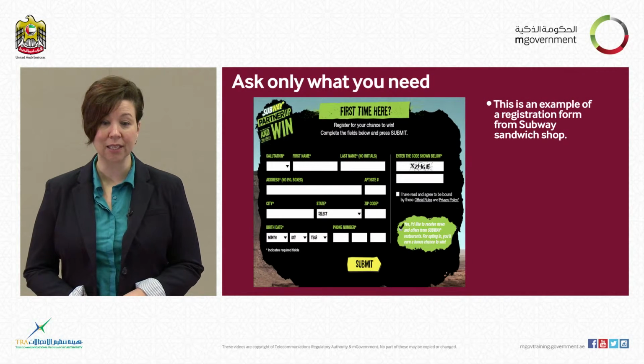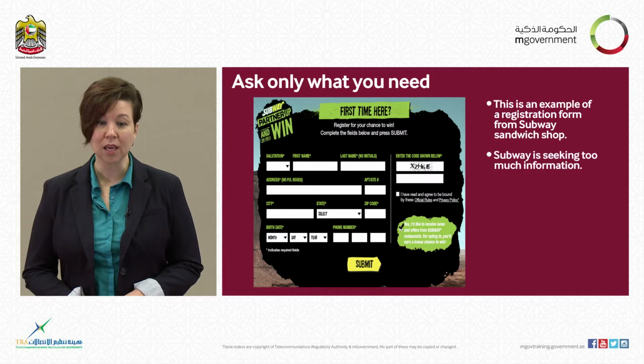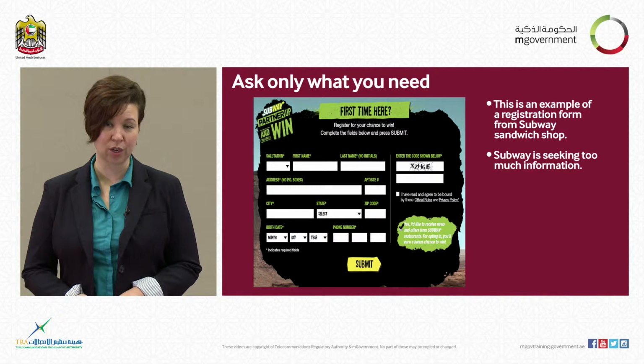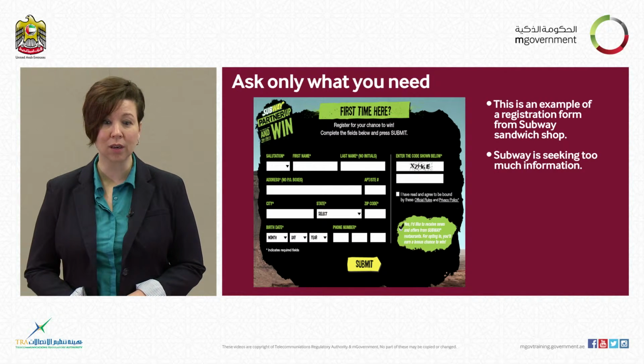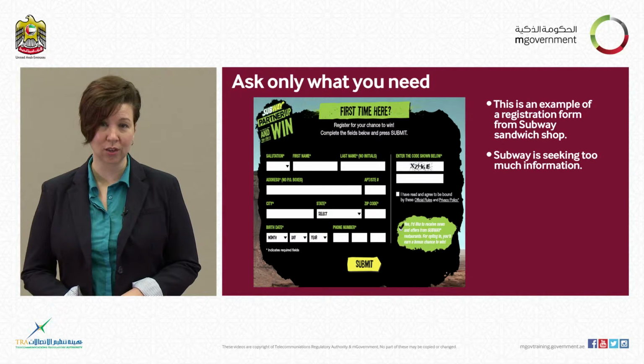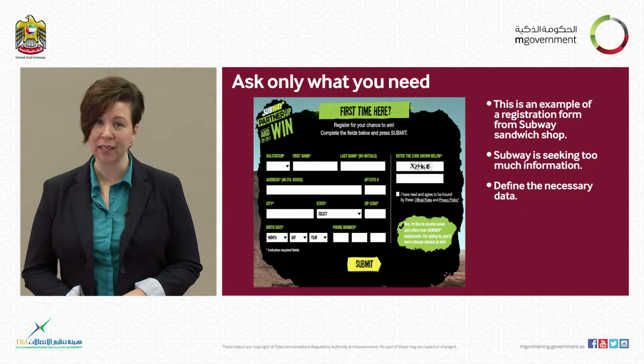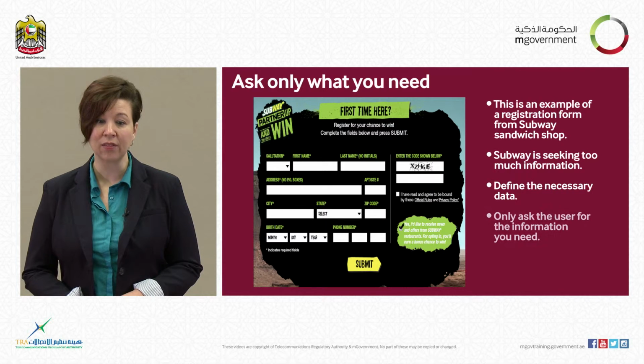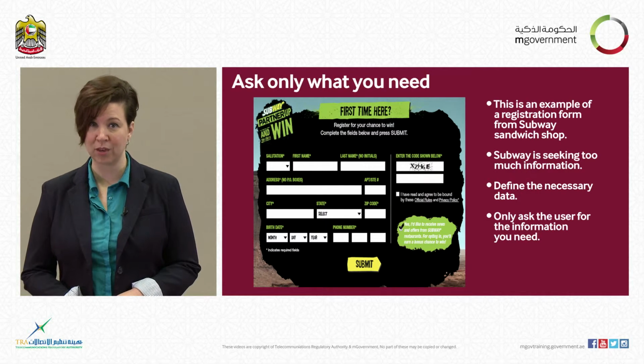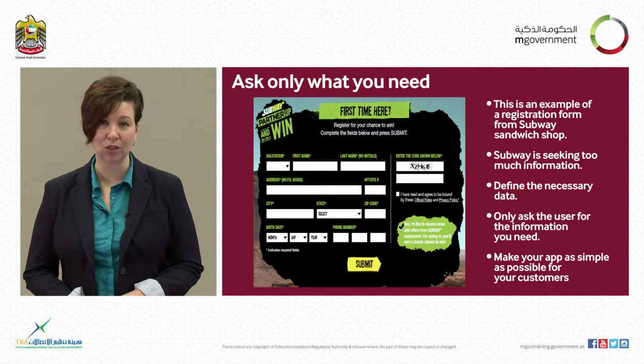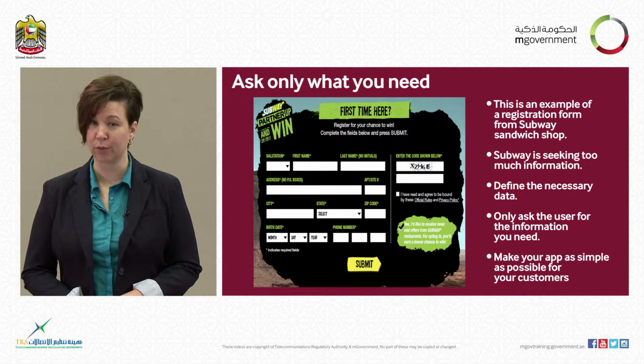On this slide, you'll see an example of a registration form from Subway Sandwich Shop. You'll see that Subway is seeking a bit of information in order for customers to register and then be eligible for a free sandwich. Do you think that you would fill out all of this information just to have a free sandwich? Probably not. You'll need to define the necessary data that your organization requires to meet its objectives, and then ask the user only for the information that you need. Make your application as simple as possible for customers to use.